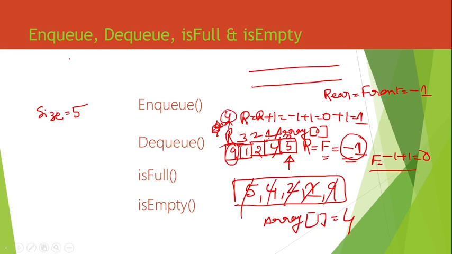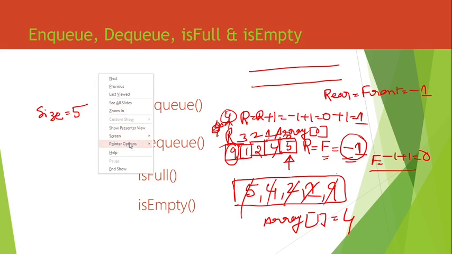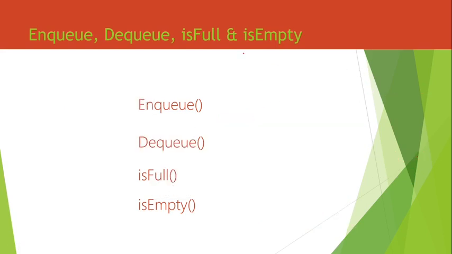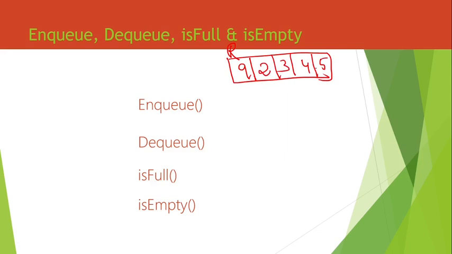Now if you look at it, you'll see the complete situation. See here, the rear pointer has come over here, and it is pointing to 9. And what we started with, 5, 4, 2, 1, 9, these are the elements I have inserted. Rear pointer is here, front pointer is here. Now, insertion has been done.